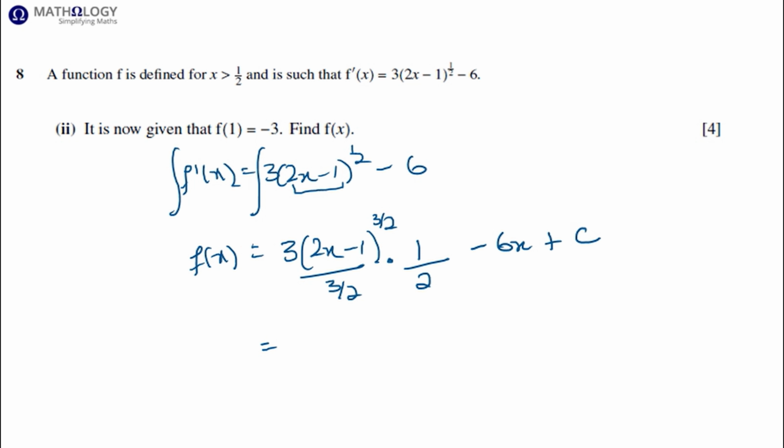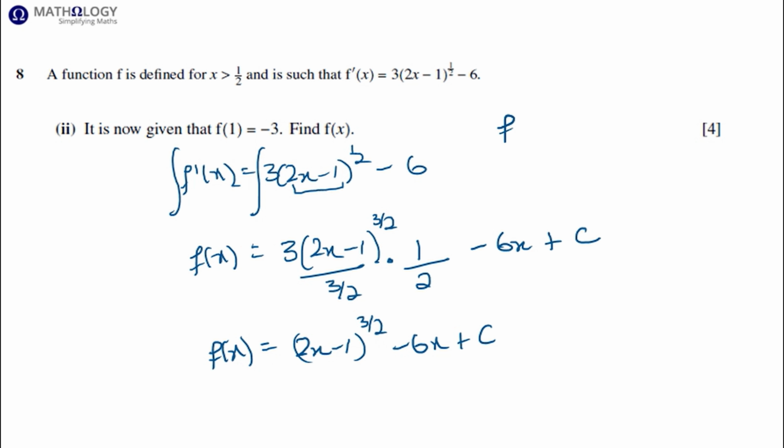So f of x will be 3 divided by 3 over 2. It's the same as 3 times 2/3, which will equal 2. And then we divide by 2, so it'll just be 1. So we'll have (2x minus 1) to the 3 over 2 minus 6x plus c. And this is our curve.